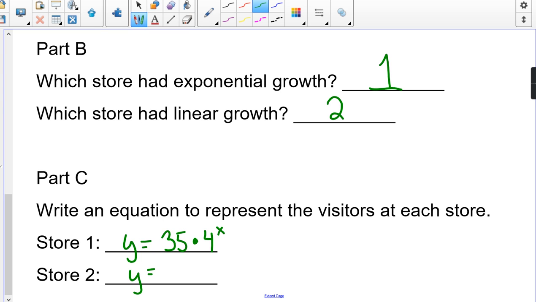Store 2 started with 35, and we add 50 per week. 50 is the rate of change. 50 is the amount that we are going to add every single week.